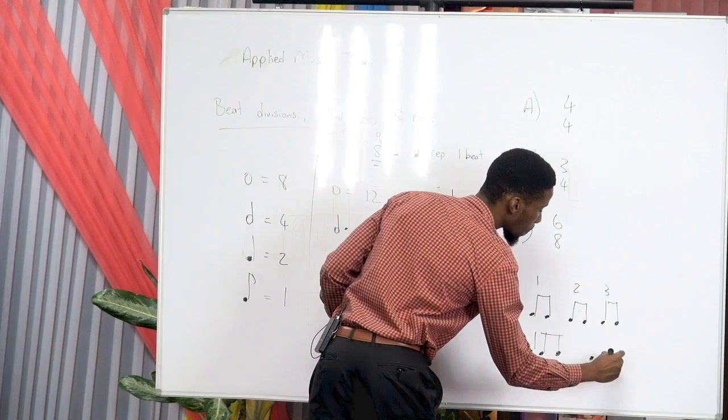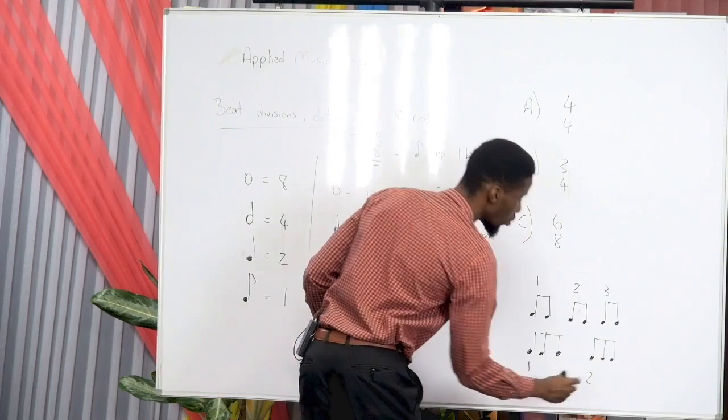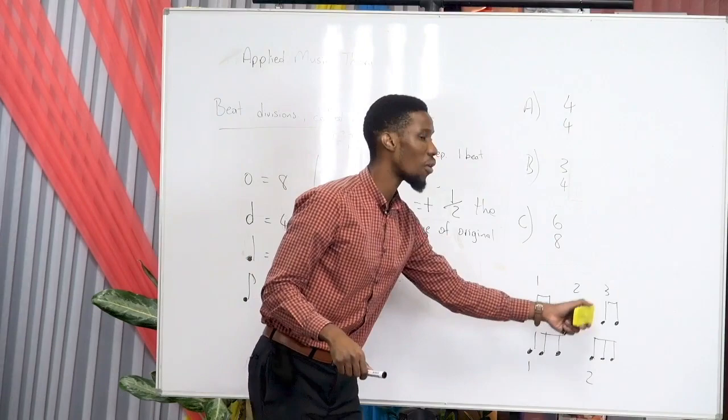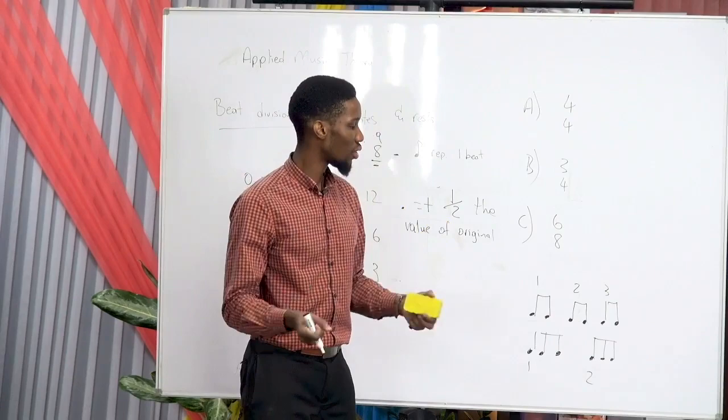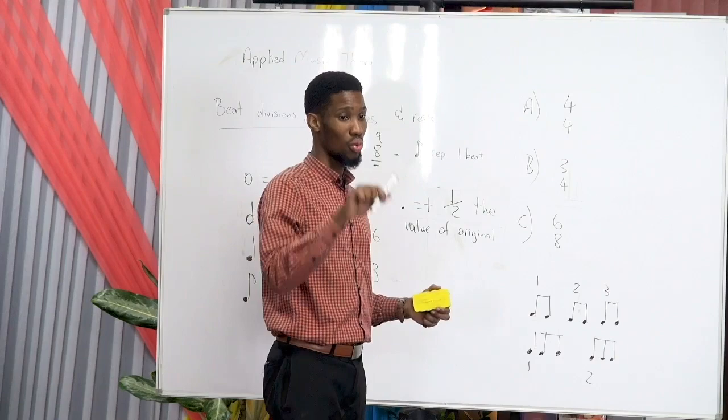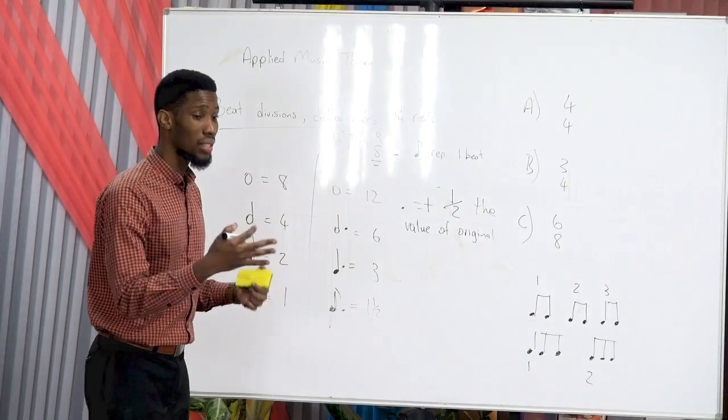One, two. So it's not 1, 2, 3, 4. It's 1, 2, 3, 4, 5, 6. Count along the 1, 2, 3, 4, 5. You'd be 2, 1, 2 if you're conducting it. If you're beating 9-8, you're beating 3 because it's a triple meter. It's a triple compound. So you know.